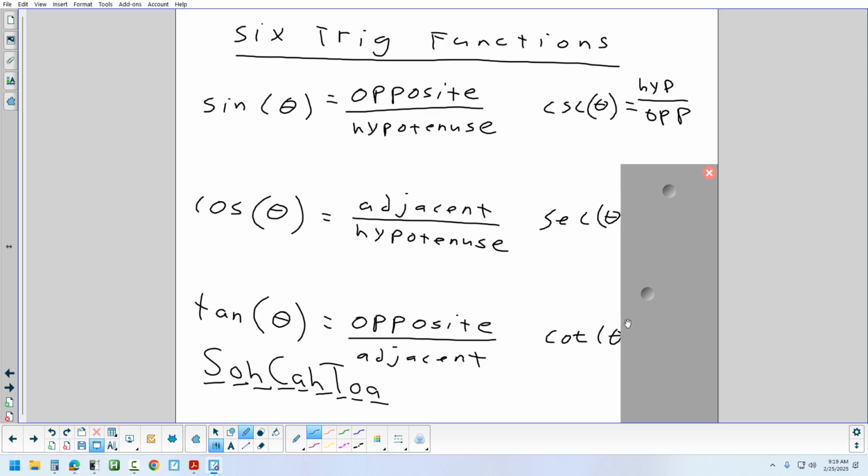Minus over adjacent. Take the hypotenuse, divide by the adjacent, and the cotangent? Adjacent over opposite.